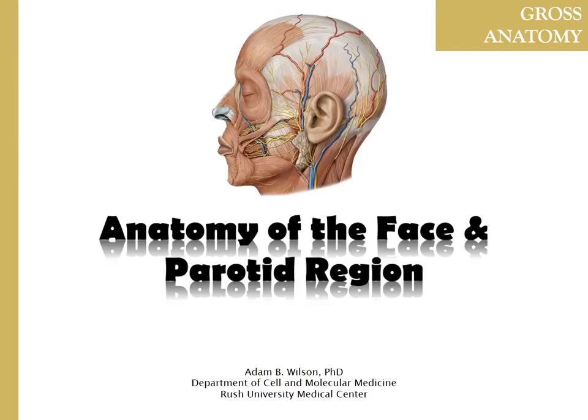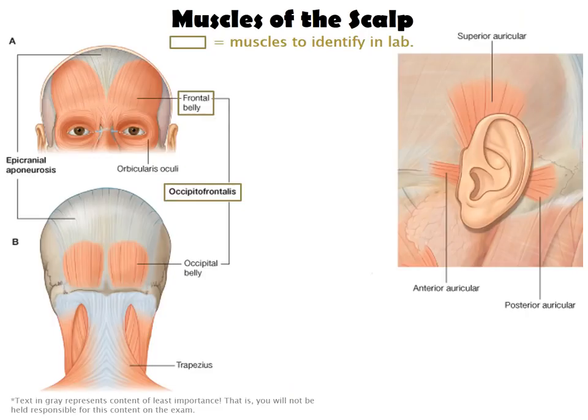This video presents the anatomy of the face and parotid region. Let's start at the top of the face and we'll work our way down through the muscles of facial expression. Notice that the muscles with a box around them are those that you will be identifying in lab. The muscles in gray I will not hold you responsible for, but I will briefly discuss a couple of them.